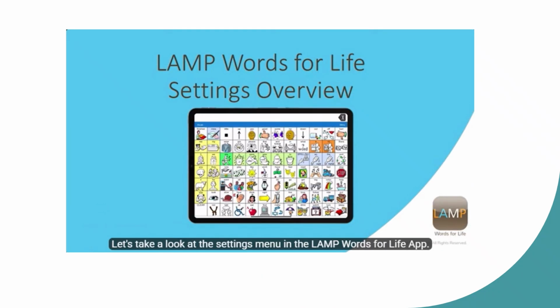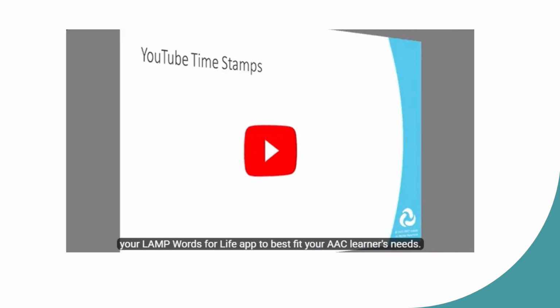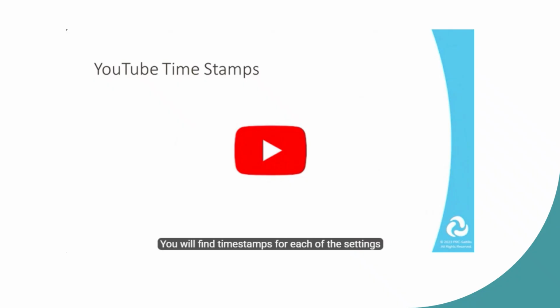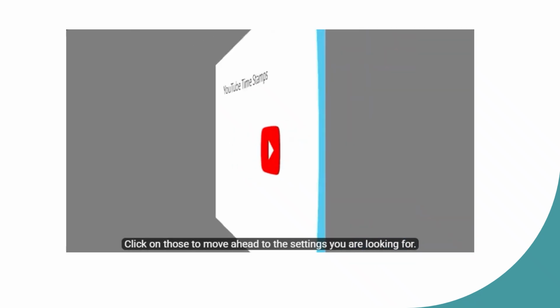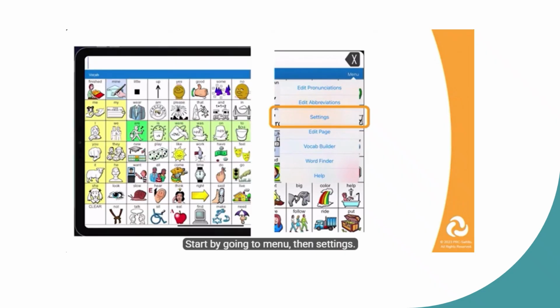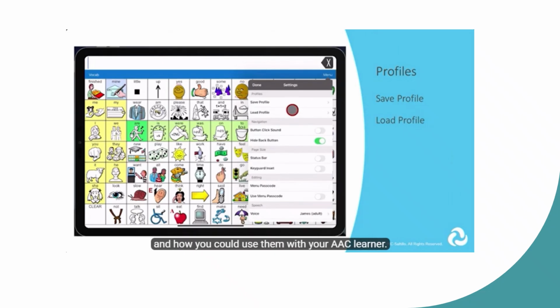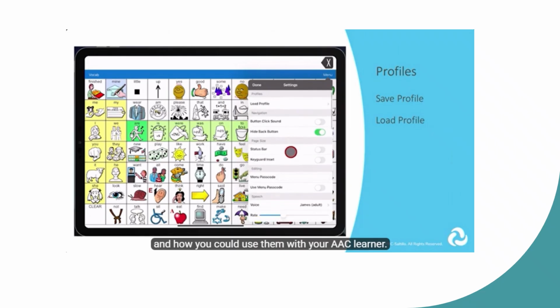Let's take a look at the Settings menu in the LAMP Words for Life app. There are many ways to customize and personalize your LAMP Words for Life app to best fit your AAC learners' needs. You will find timestamps for each of the settings in the description under the YouTube video. Click on those to move ahead to the settings you were looking for. Start by going to Menu, then Settings. We will go through each of the subheadings in the menu settings and discuss what they do and how you could use them with your AAC learner.